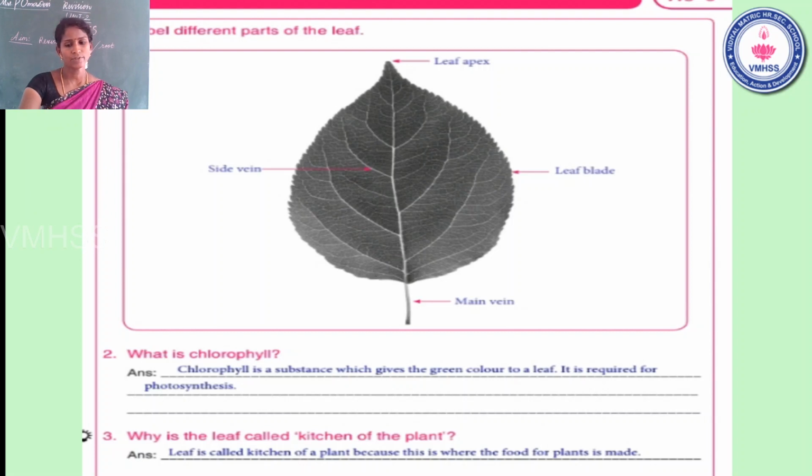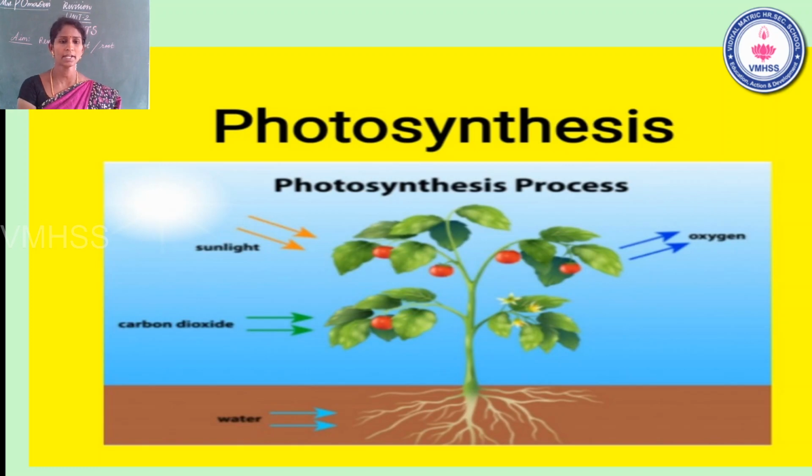Then let's relearn the next topic. What's the next topic? Yes, very good. Photosynthesis. See the slide. What are the necessary conditions during photosynthesis in plants? Very good: sunlight, carbon dioxide and water. Plants use these necessary conditions and make their own food. What is meant by photosynthesis?